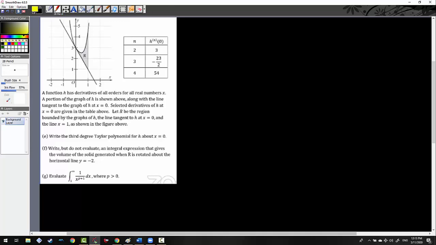Part E says, write a third-degree Taylor polynomial for h about x equals 0. Okay, how do we do that? Well, you guys know me by now. Whenever it comes to writing Taylor and Maclaurin polynomials, I always write the generic one first, and then I plug in the pieces after the fact. So since it's h and it's about x equals 0, it'll be h of 0 plus h prime of 0 x, plus h double prime of 0 x squared over 2 factorial, plus h triple prime of 0 x cubed over 3 factorial, and I can stop right there and start plugging in certain values.